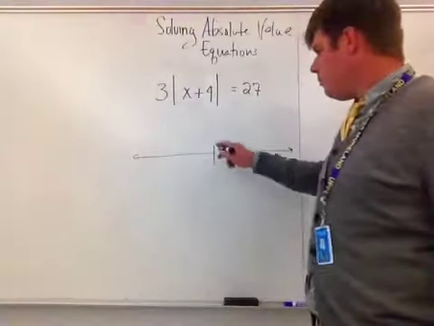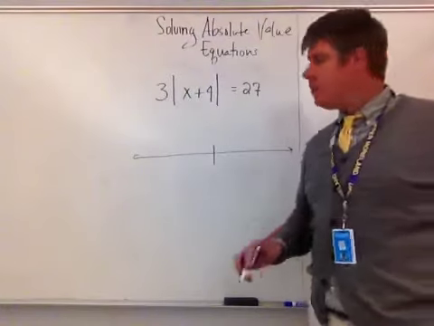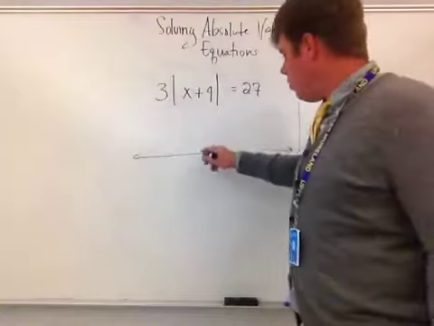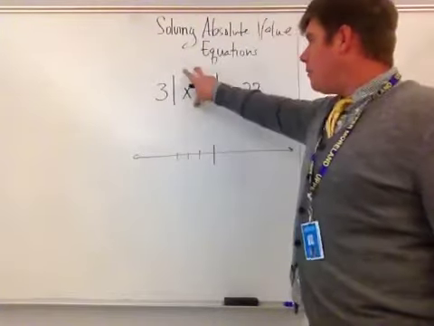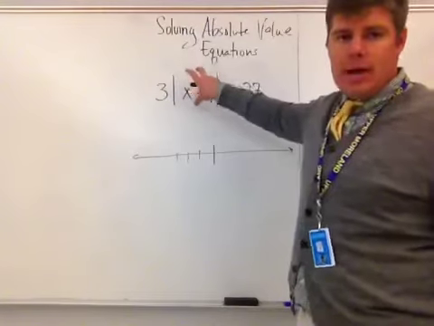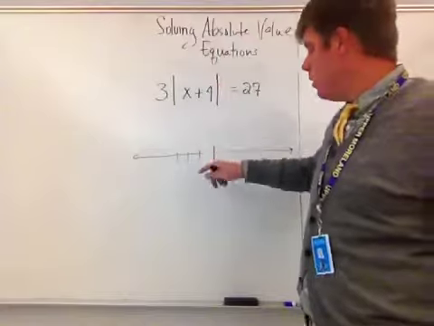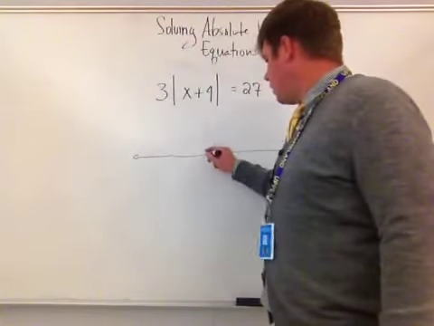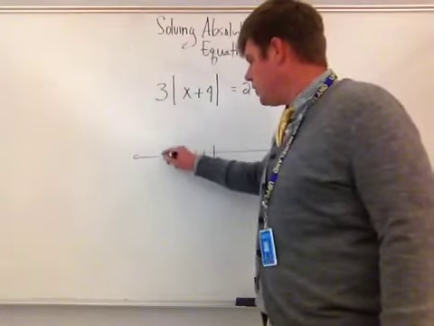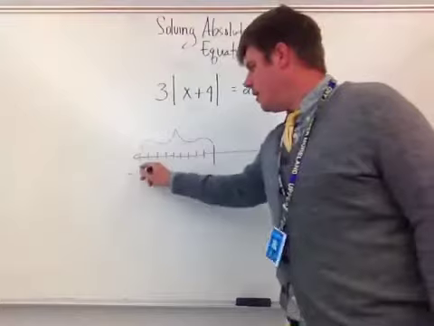So I have to do 3 times 9. So again, what absolute value here is going to give me 9? So what number is 9 units away from 0? So 1, 2, 3. Let me write that. It's going to be a little bit different. Okay, 1, 2, 3, 4, 5, 6, 7, 8, 9. Okay, so there's that distance, and that's negative 9.